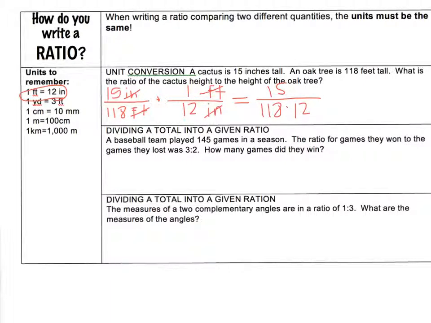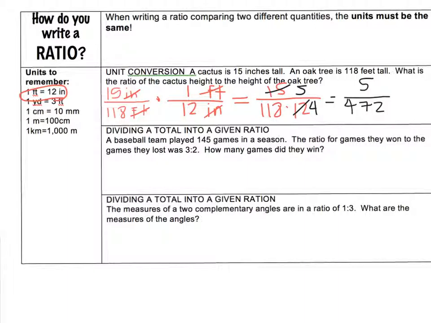Now I'm going to cancel out some common factors. 3 goes into 15 5 times. 3 goes into 12 4 times, which gives us 5 as the numerator and 472 in the denominator. Now we can leave our ratio. It's 5 to 472. Notice that this new ratio is unitless. So basically I can compare cactus to the oak tree using any unit I want, and it's still going to maintain the ratio of 5 to 472.